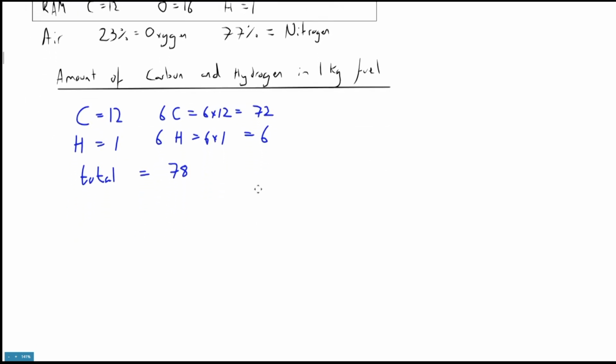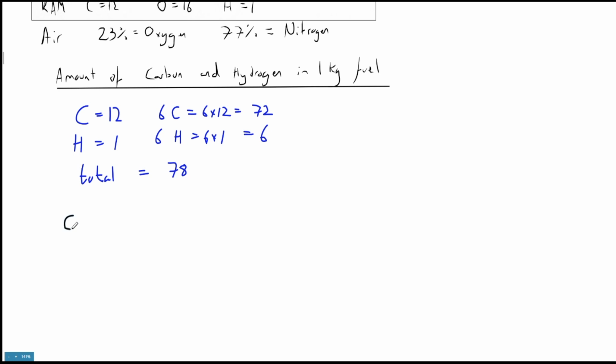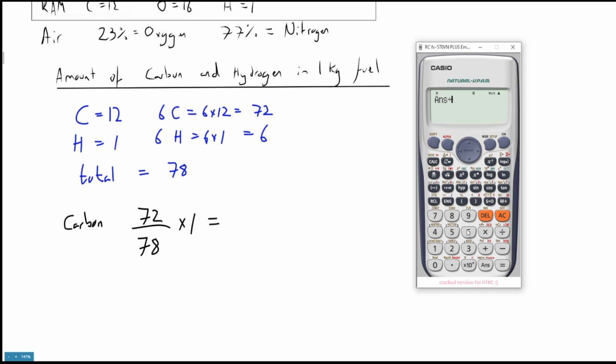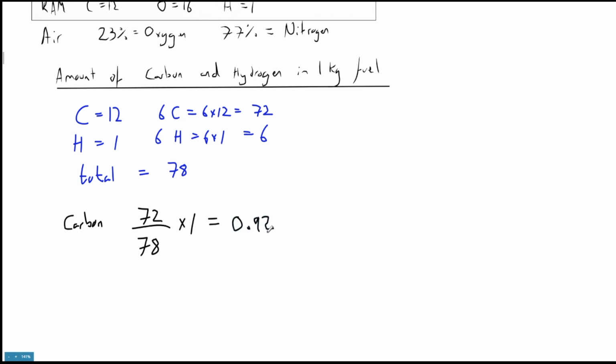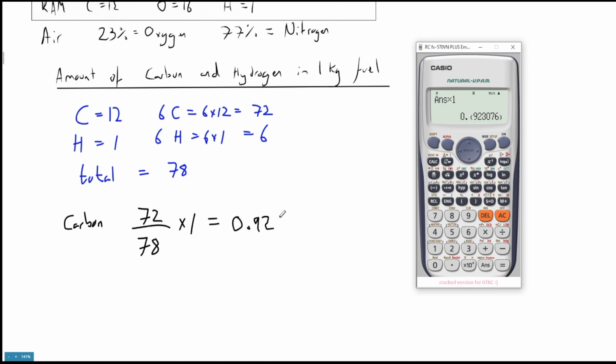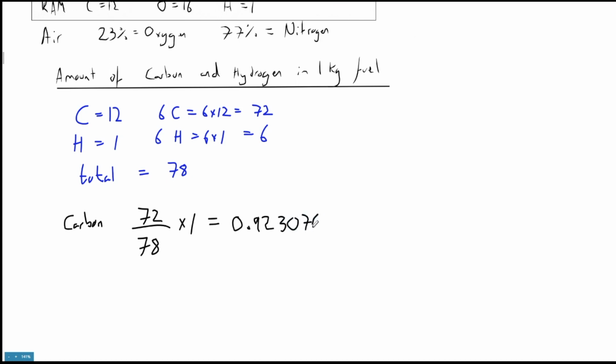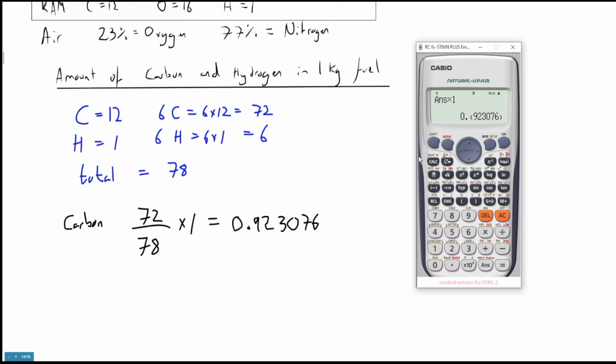The amount of carbon is going to be just the carbon part, that 72 out of the total amount, and then we times it by 1 kilogram because we're using 1 kilogram. So it'd be 72 divided by 78, and then times 1, the 1 doesn't do anything. We can keep it as 12 over 13, but I'm going to write it as a decimal. It's easier to see. 0.923076. I think that's right. Yeah, okay. It repeats after that.